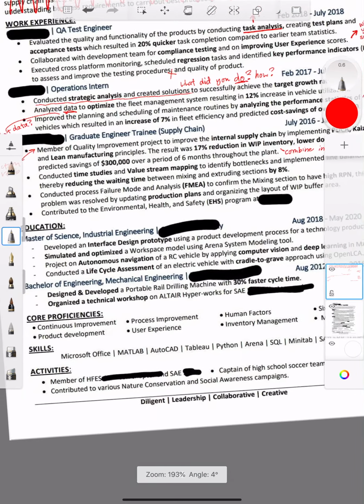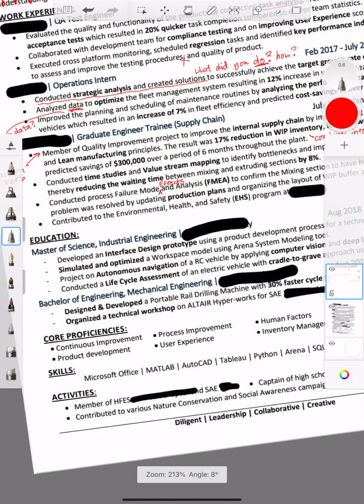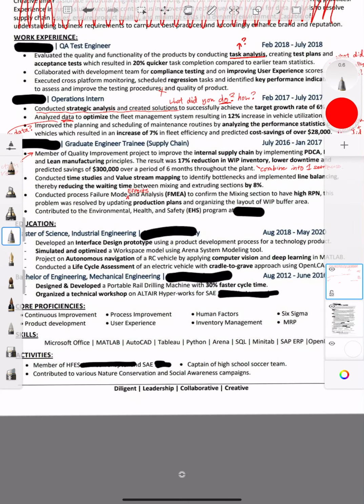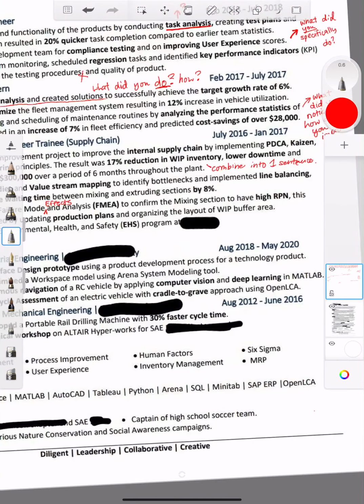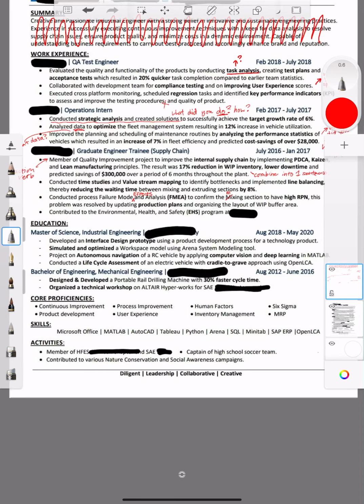Conducted the process. I didn't learn a lot from my lean course, but I learned that, you forgot effects. Failure mode effects analysis, I think. Hopefully I remember that correctly. To confirm the mixing section, mixing should not be capitalized. It's not super special. Do you have a high RPN? I'm guessing RPN is a common lean quality supply chain thing.